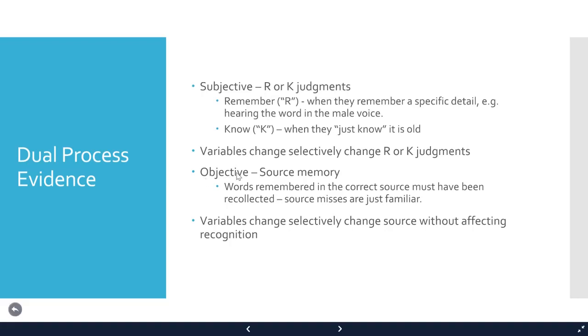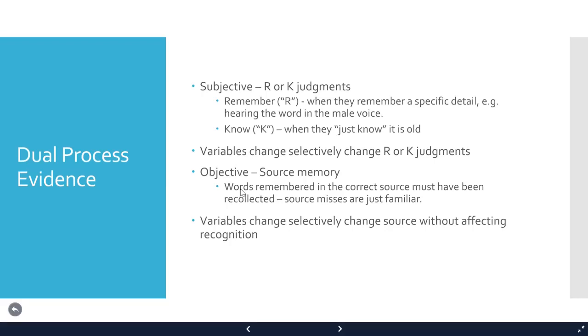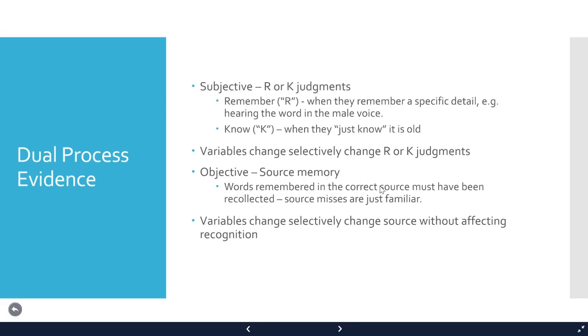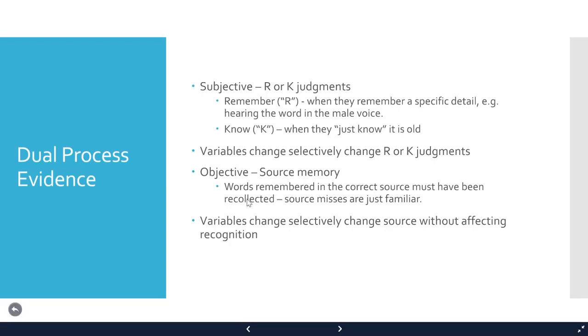So another way to quantify this is to use a source memory test. In this case, people are hearing information in a couple of different voices, or the items differ in two different characteristic ways, but now they're just asked to report the correct source. The idea is that if you can report the correct source, then something must have been recollected. At least one detail must have been recollected, the source of the information. Whereas other situations are just cases of familiarity. And again, variables can selectively change source judgments without affecting recognition, or vice versa, and this has been evidence of dual process.